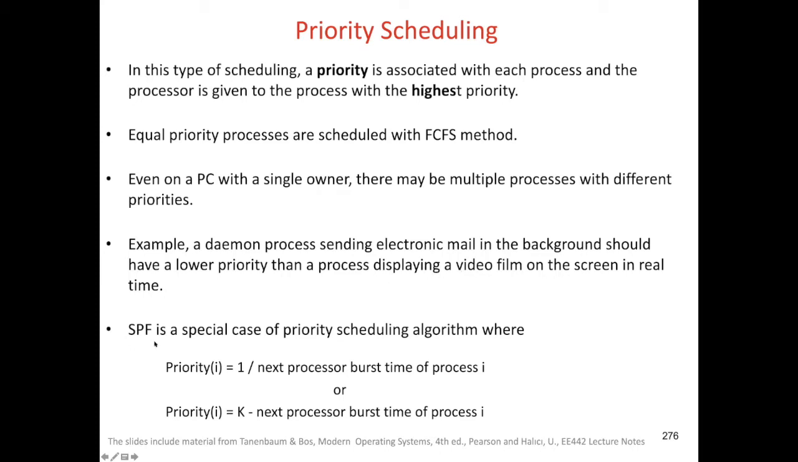Shortest process first is a special case of priority scheduling algorithm where priority for process i may be calculated as 1 over next processor burst time of process i, or priority may be calculated as K, a constant, minus next processor burst time of process i. Therefore, a process having a shorter next CPU burst will have a higher priority.